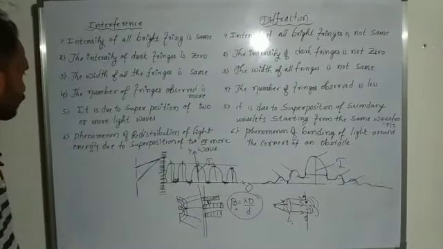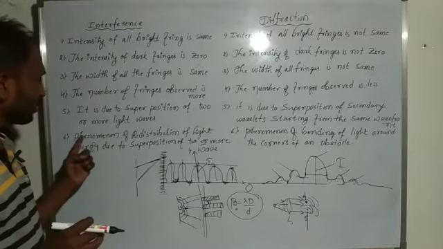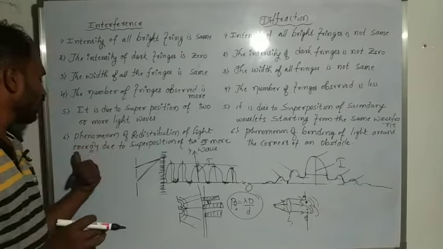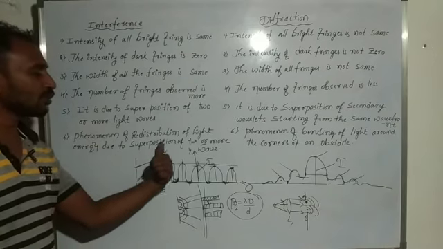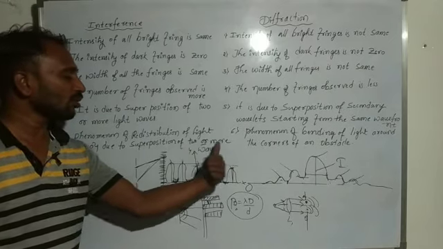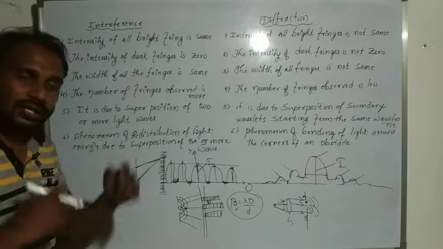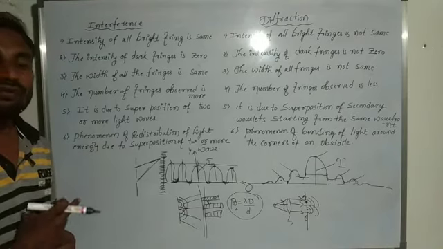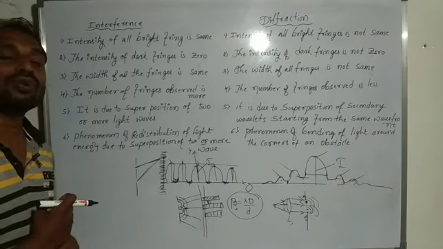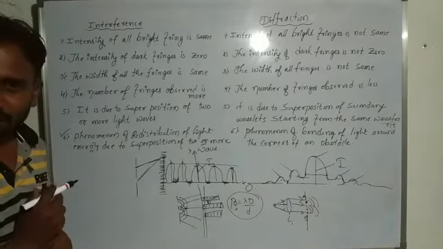And next one, you already know that the definition of interference is the phenomenon of redistribution of light energy due to superposition of 2 or more waves. It is the phenomenon of redistribution of energy of waves when 2 or more waves are superimposed. So this one is the definition of interference.